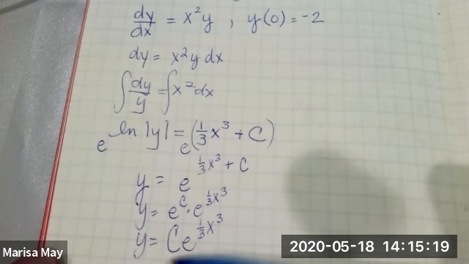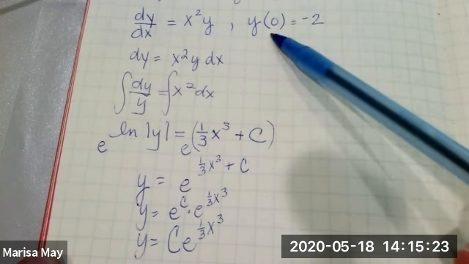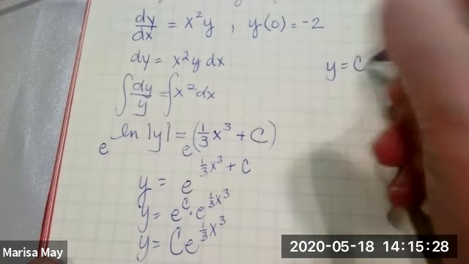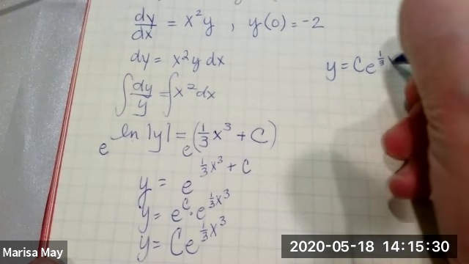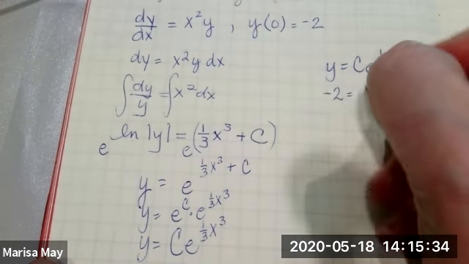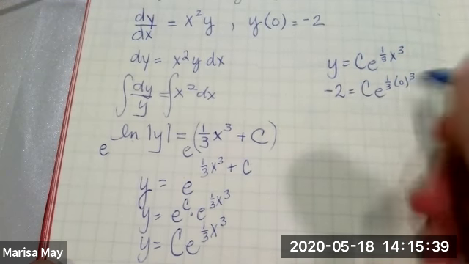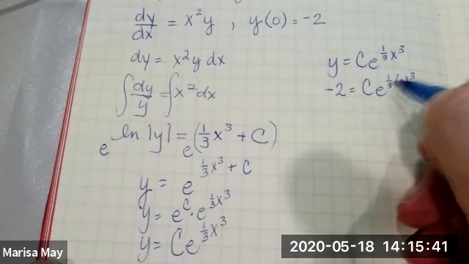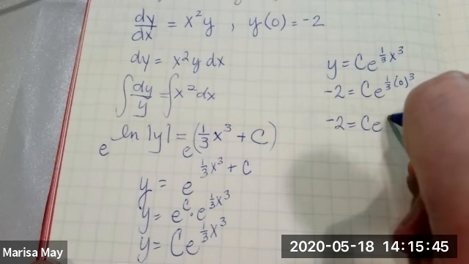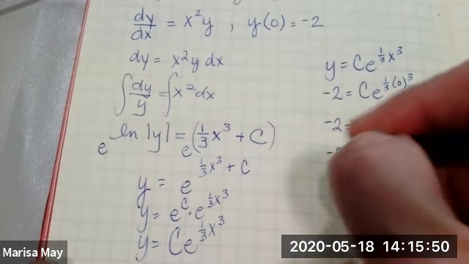Now that I've solved the differential equation, I'm ready to use my initial condition, which is that when x is 0, y is -2. So let's place those values inside of the equation that I've integrated. So y would be -2 when x is 0. So I've got 0 to the third is 0, times 1/3 is still 0. So I've got e to the 0, which we know is 1. That lets us know that that constant is -2.